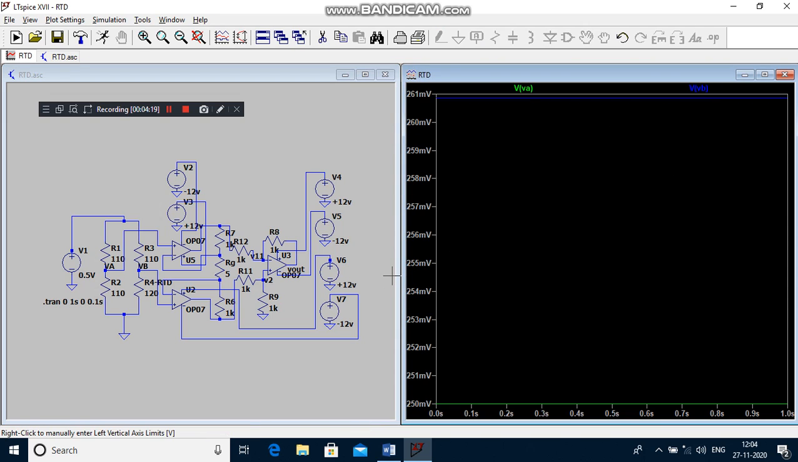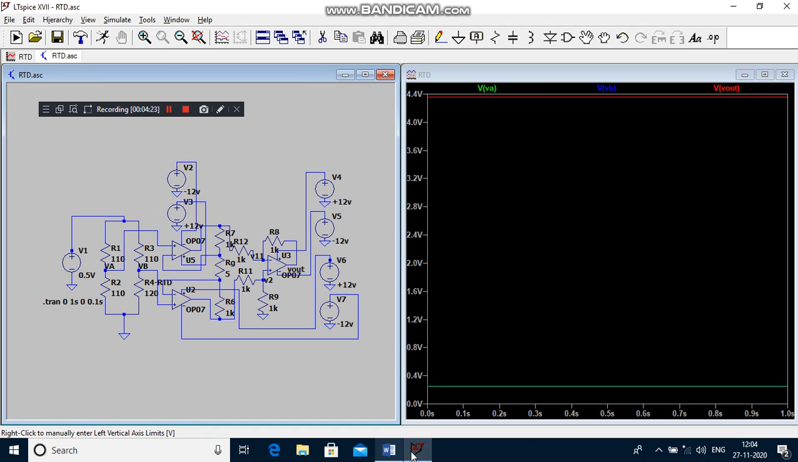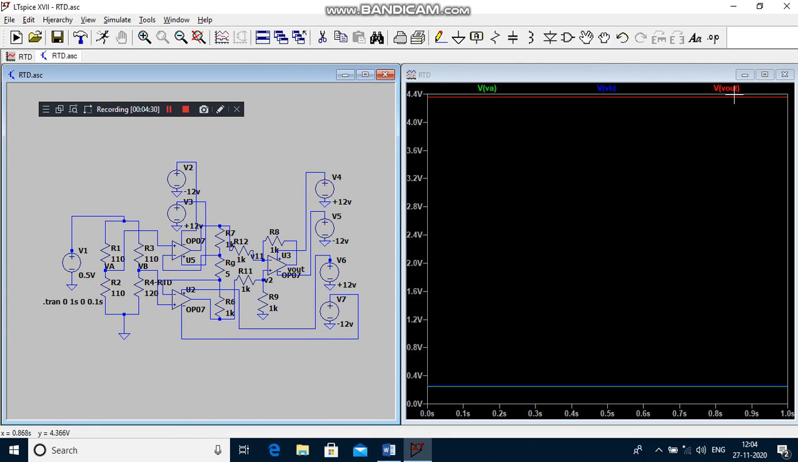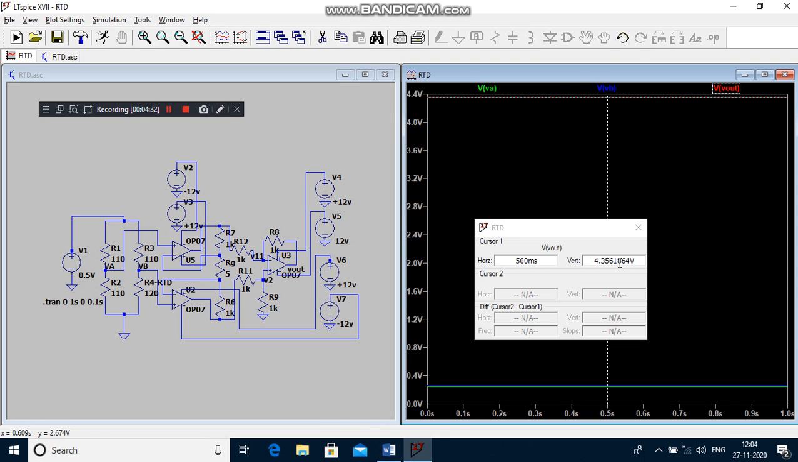Understand? So finally you have to touch your probe at the output side. So what is your design voltage? For 5 volts you have to design. So practically you are getting 4.356.